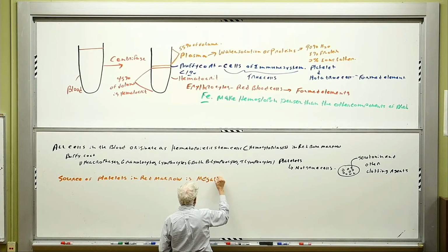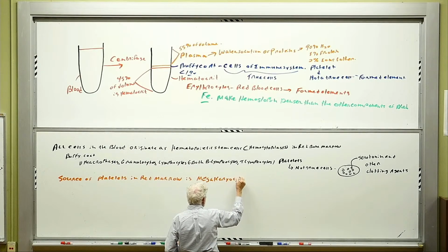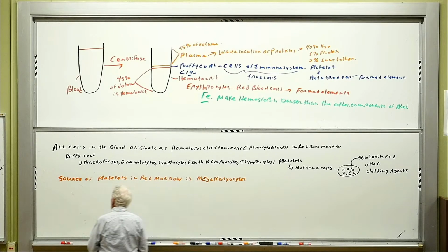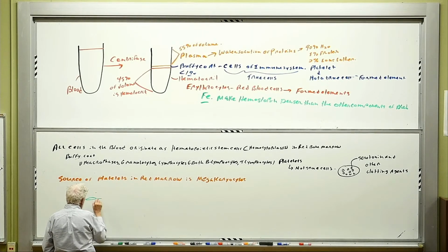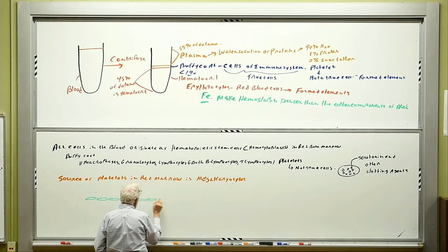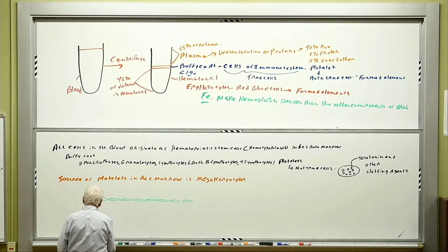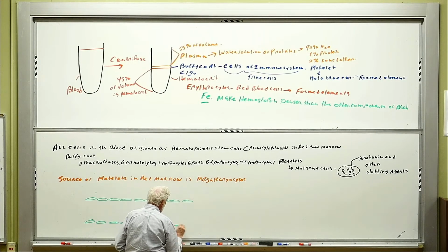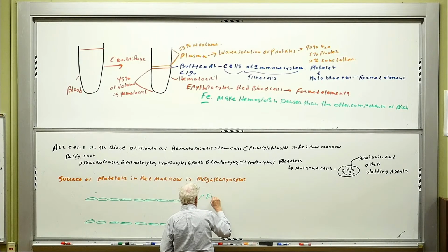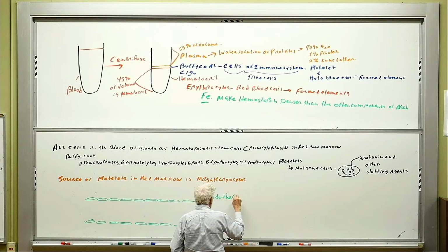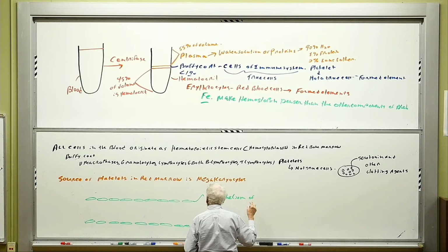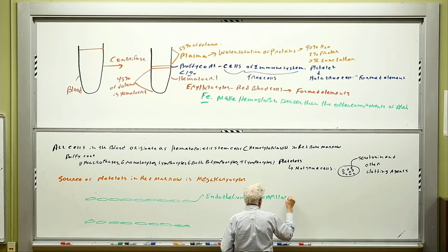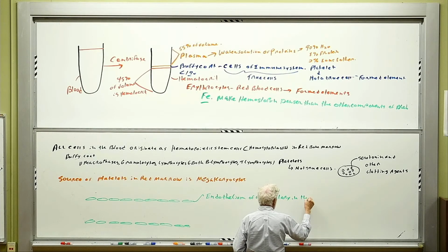The megakaryocytes reside in the red bone marrow, and they'll reside right next door to a capillary. What I'm drawing in green is meant to be the endothelium of a capillary in the red marrow.